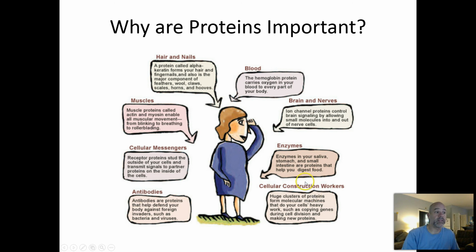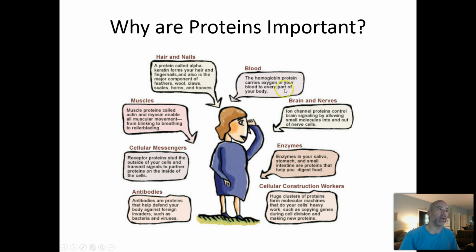Many are enzymes. Many are involved as cellular construction workers, like when a cell is going to divide into two cells, it takes a whole lot of work to make that happen, so many of them do those kinds of processes. Many of them function as chemical messengers that are sent between your cells. Many are ion channels that are critical for your brain and your nerves and your muscles to function properly.